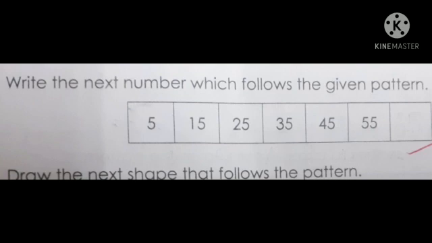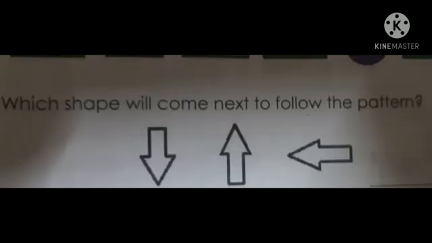25 plus 10 gives you 35. 35 plus 10 gives you 45. 45 plus 10 gives you 55. So the next answer will be 55 plus 10 gives you 65. Students, moving on to the next.